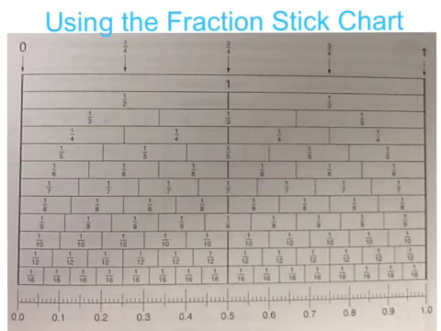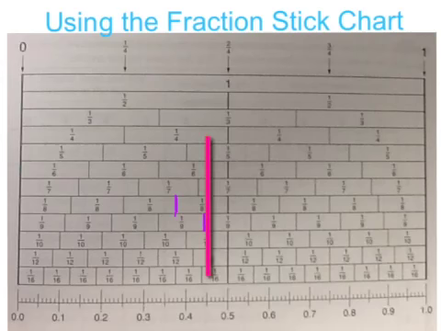The third way that we can use this fraction stick chart is to compare fractions. So for example, we are going to compare 4/9 and 3/8. Let's find our ninths first. There's 1, 2, 3, 4. So I'm going to draw a little line right here to remind myself where that's at. And I want to compare that with 3/8. So my eighths, 1, 2, 3, happens right here. So you can see very clearly that these two sticks are different sizes.